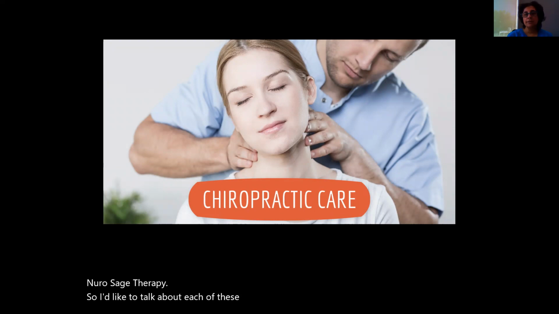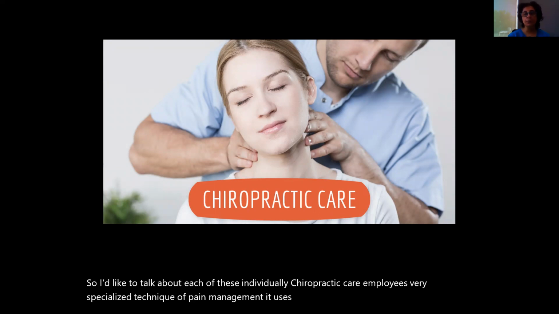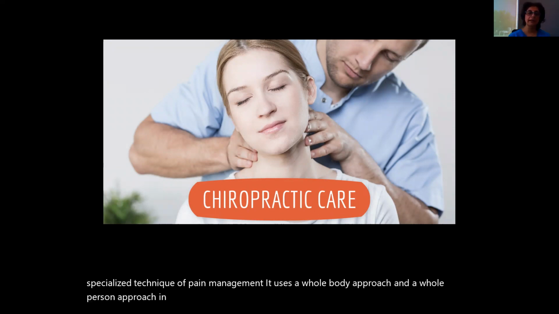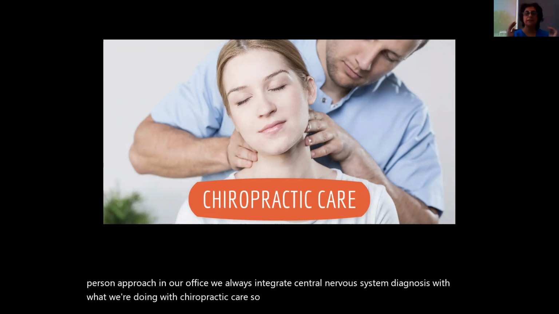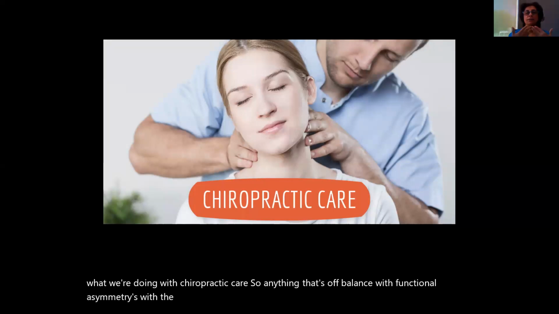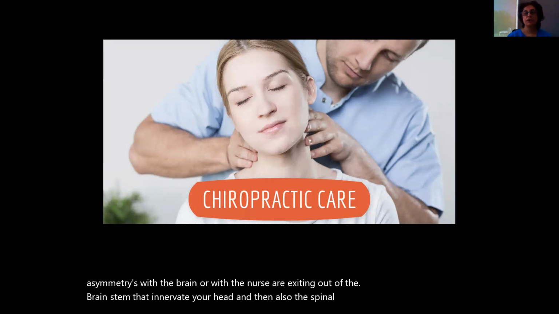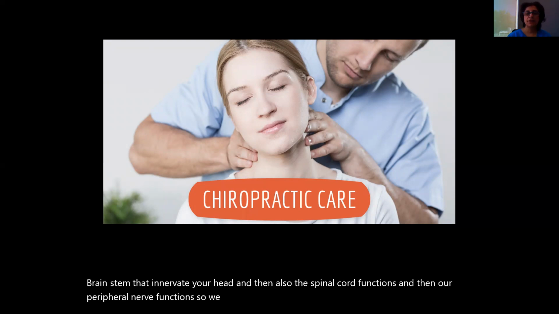Chiropractic care employs a very specialized technique of pain management. It uses a whole body approach and a whole person approach. In our office, we always integrate central nervous system diagnoses with what we're doing with chiropractic care. So anything that's off balance with functional asymmetries with the brain or with the nerves that are exiting out of the brain stem that innervate your head, and then also the spinal cord functions, and then our peripheral nerve functions. So we try and examine all of these areas when we're trying to help our patients.